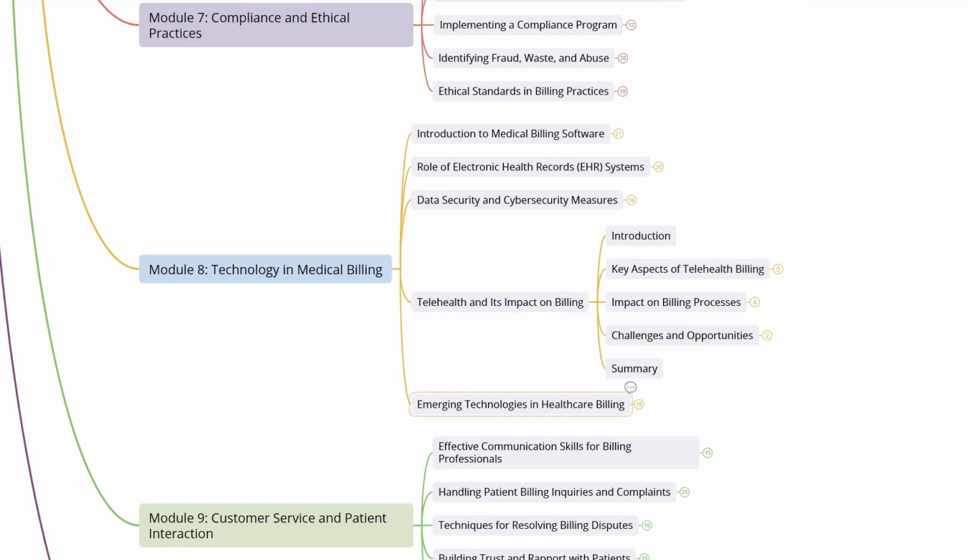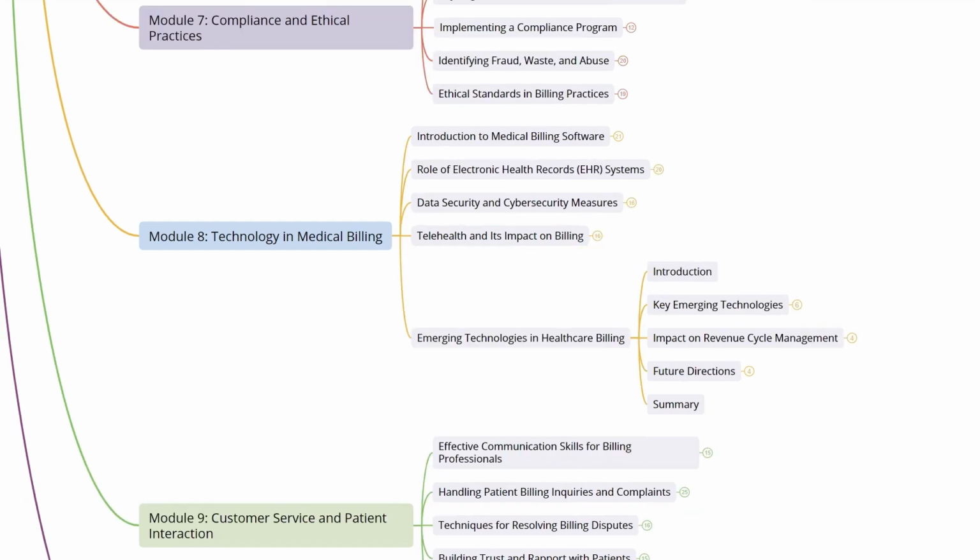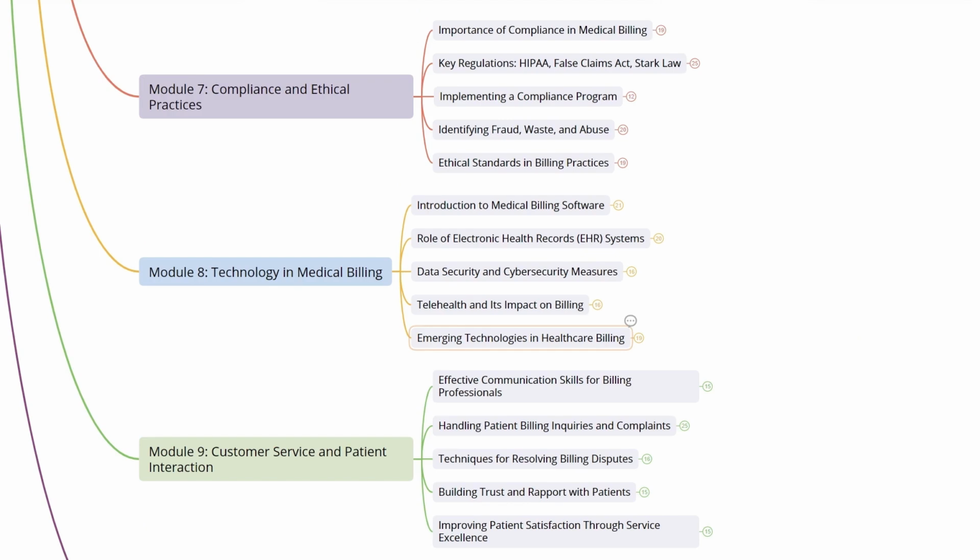Emerging technologies in healthcare billing. Innovations such as AI-driven analytics, blockchain for secure transactions, and mobile payment platforms are shaping the future of healthcare billing. Staying informed about these trends helps organizations remain competitive and compliant.